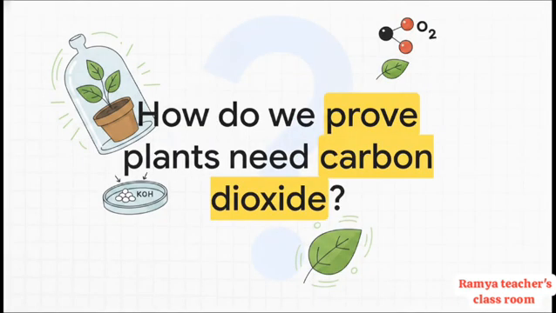So what does this all mean? It's one thing to look at a diagram, but it is an entirely different thing to prove the plant is actually using that gas. So here's the puzzle we're going to solve together. How do we actually prove that plants absolutely need carbon dioxide to survive?